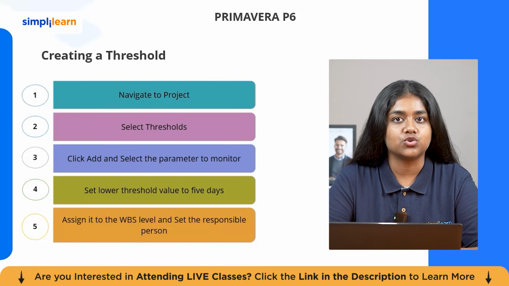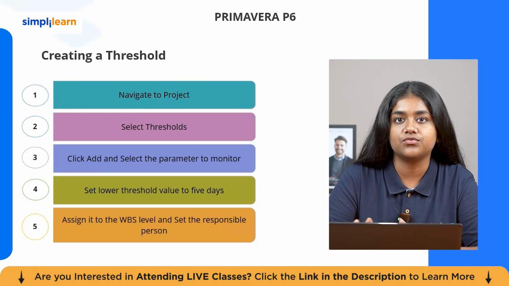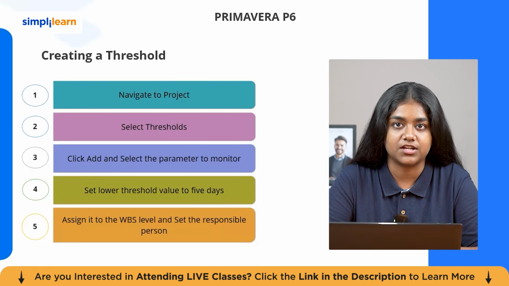After that, assign the threshold to the correct work breakdown structure level. You can apply it to the entire project if you want P6 to monitor all activities, or you can apply it to only a specific work breakdown structure if you want to focus only on one part of the project.